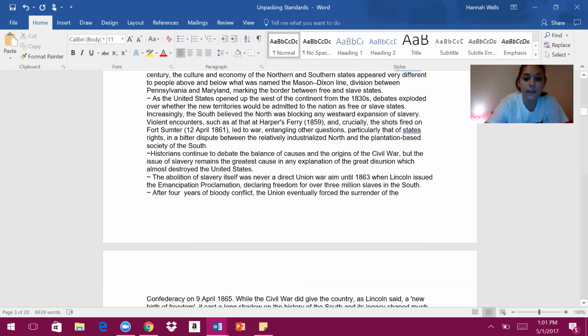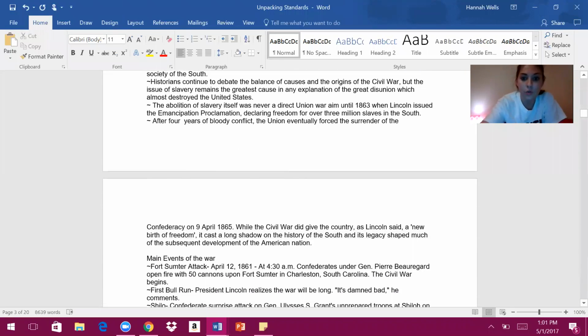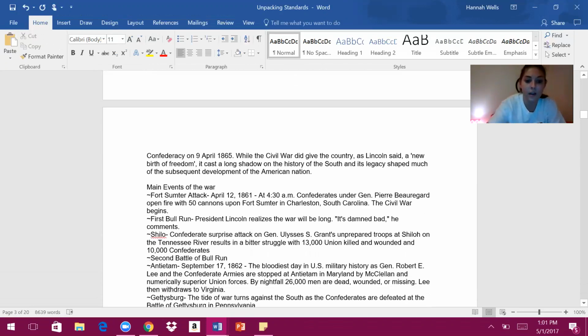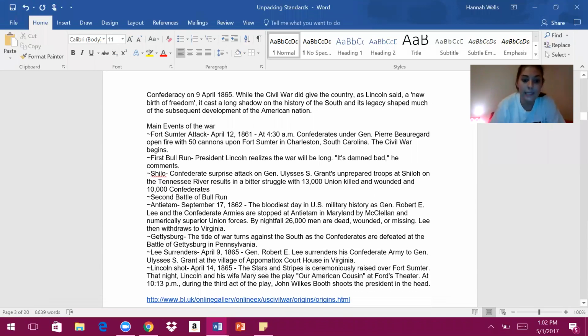The abolition of slavery itself was never a direct Union war aim until 1863, when Lincoln used the Emancipation Proclamation, declaring freedom for over 3 million slaves in the South. After 4 years of bloody conflict, the Union eventually forced the surrender of the Confederacy on April 9, 1865.